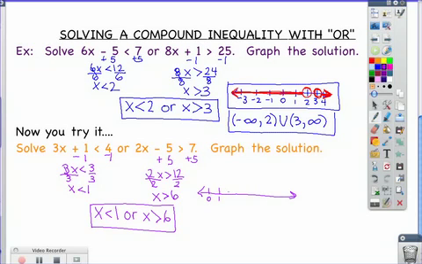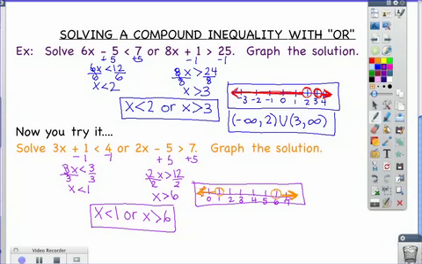Sometimes you'll find that there are no solutions or that all real numbers would be the solution to the inequality. When we work on number 1, you'll notice something funky. Solve 7x is greater than or equal to 7 times the quantity of 2 plus x. I distribute my 7. 7x is greater than or equal to 14 plus 7x.